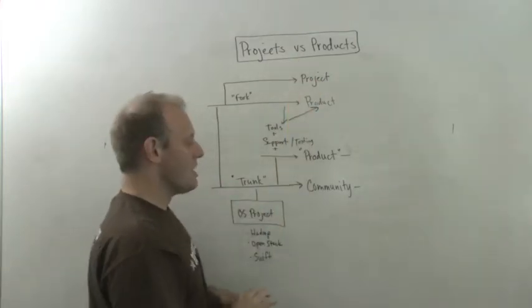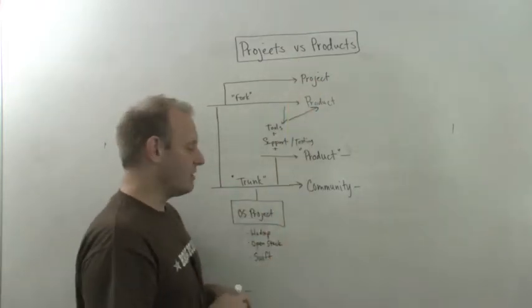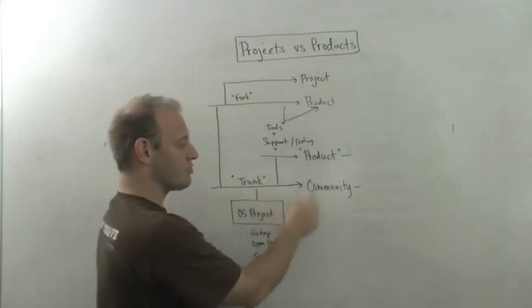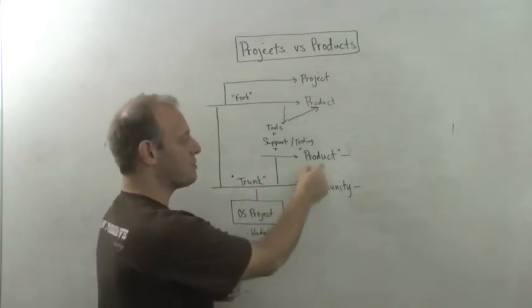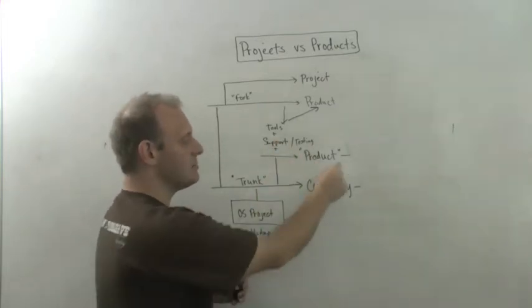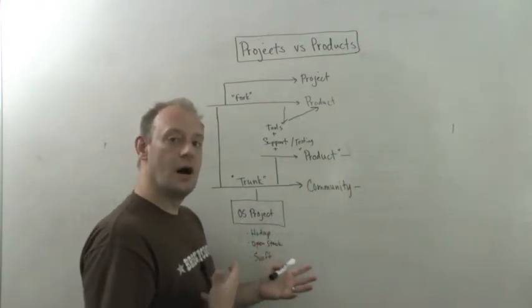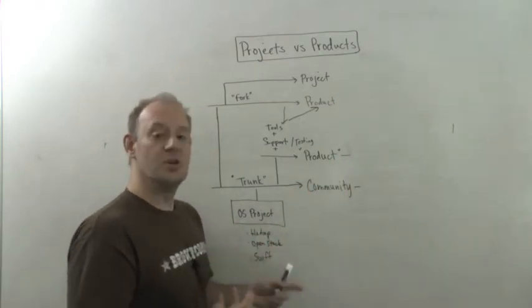So really there's the concept here of how is it consumed from trunk and typically community versus products with support that are typically consumed by companies and communities as well.